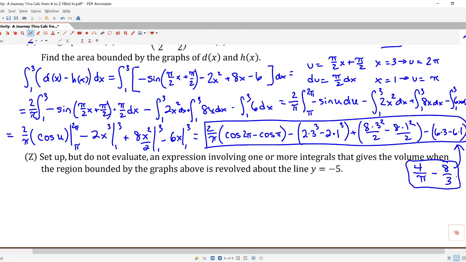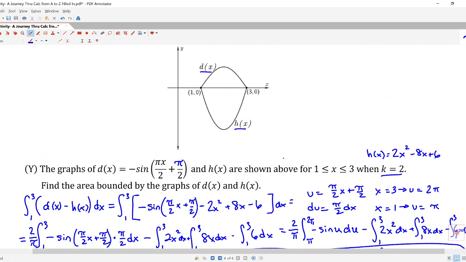Right. I'm going to do Z because this is pretty quick, because all we're doing is setting up, but we're not evaluating that. So what we want to do is set up but do not evaluate an expression involving one or more integrals that gives the volume when the region bounded by the graphs above is revolved around the line y equals -5.